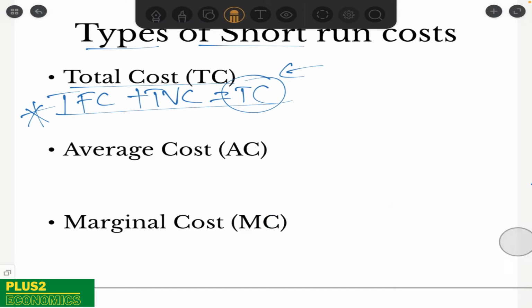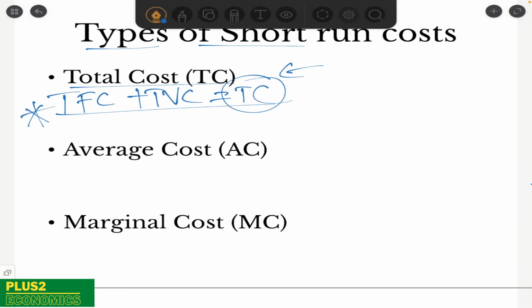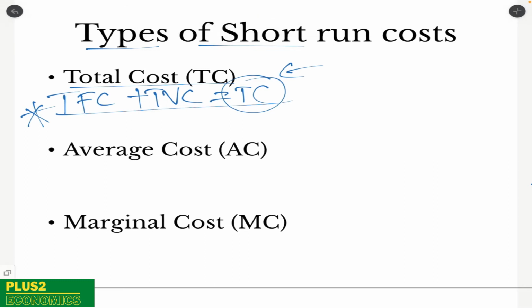Anyway, let's go ahead. So now we know TC, that is total cost, is equal to total fixed cost plus the total variable cost. Now we have the average cost. So what is average cost? Definition is, it is the per unit cost that we incur.